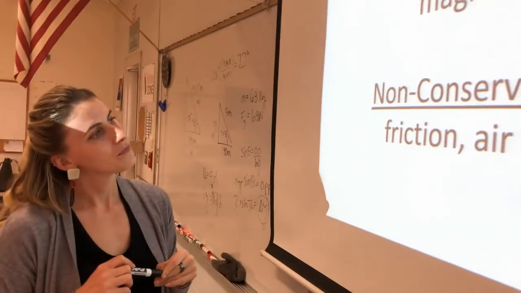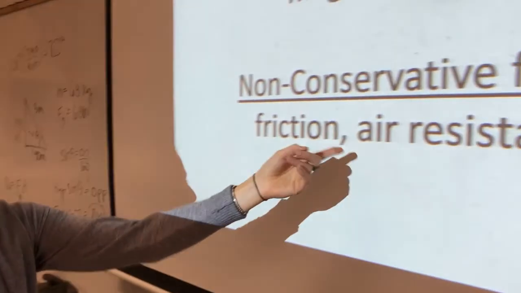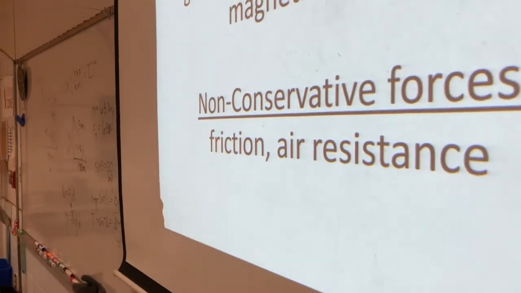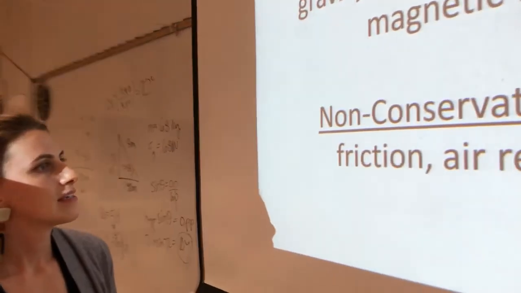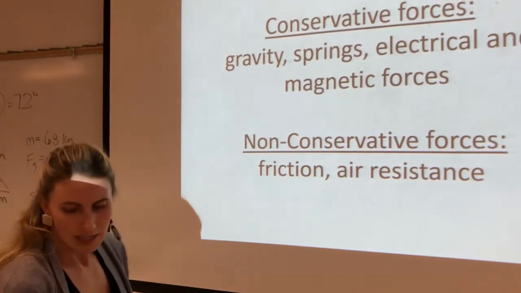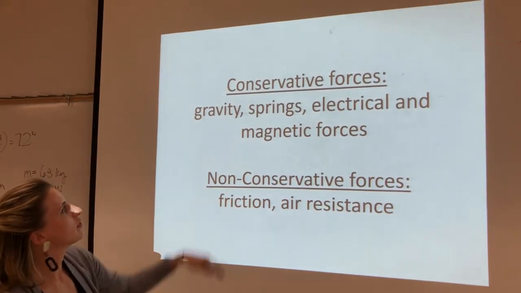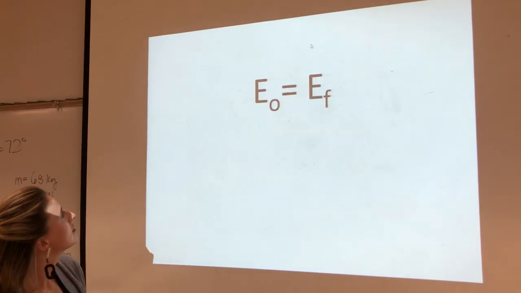Anytime there's friction, you get heat, and same with air resistance. With air resistance, you have to push all those air molecules out of the way, so you lose some of the energy. That's where they're non-conservative. So we're going to ignore those and pretend they don't exist.